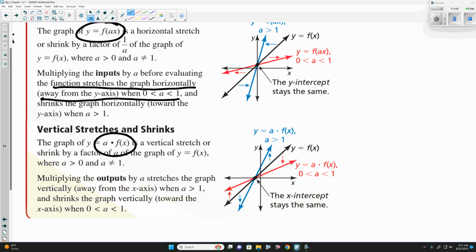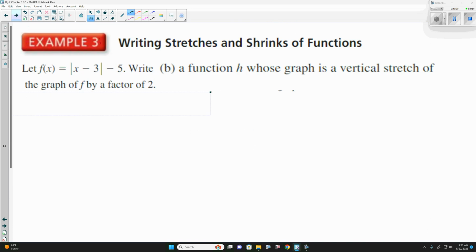And years past have not covered this because of that complexity to it. But it's really whatever the value that we have for horizontal stretch or shrink has to be flipped. Then we just plug it in. But vertical is actually exactly as it looks like. So the first one we'll look at is actually vertical stretch.